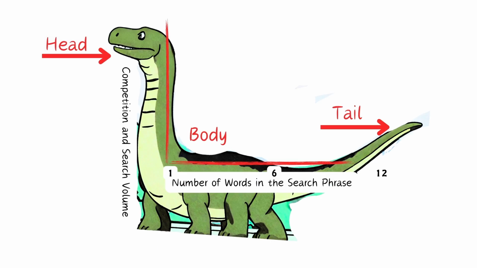We need a mixture of difficult head terms, medium difficulty body terms or medium tail terms, and then long tail terms. And the ease of ranking and the more specific phrases tend to correlate with a lot more words in the phrase, whereas the shorter phrases tend to be more generic, more difficult, but also have higher search volume.